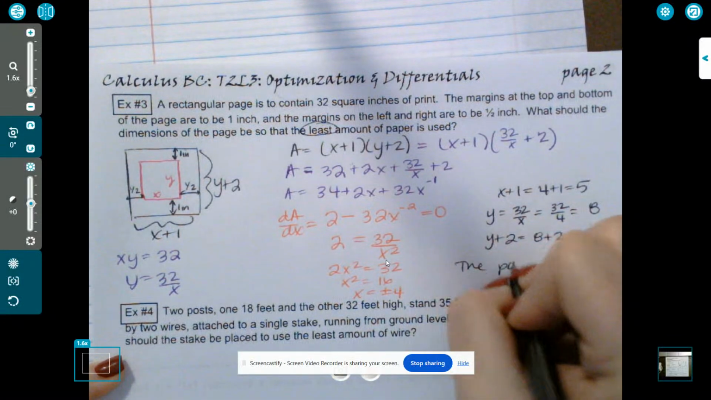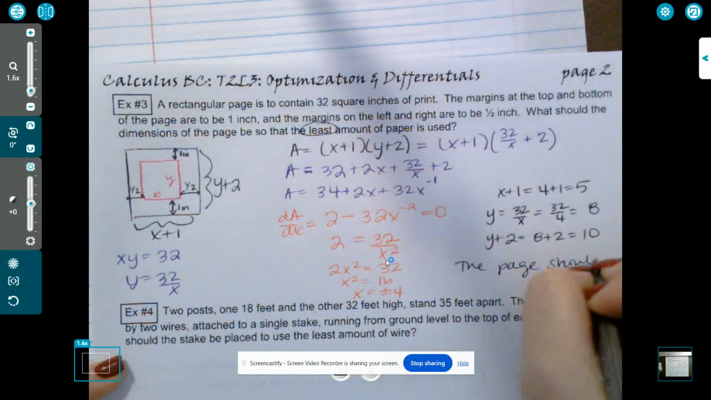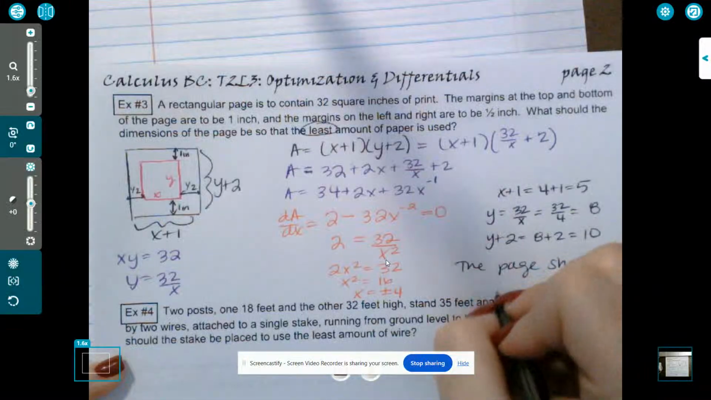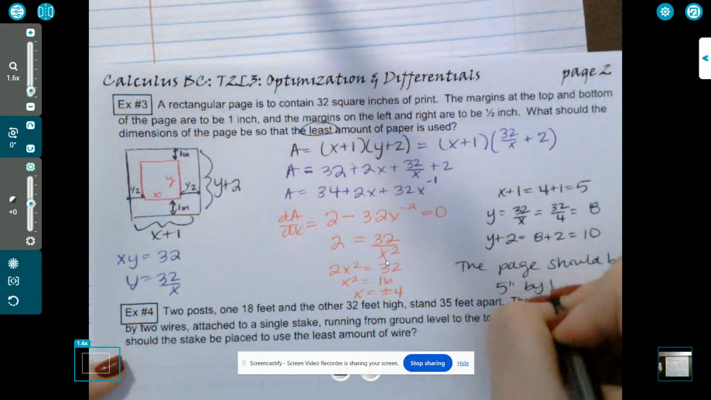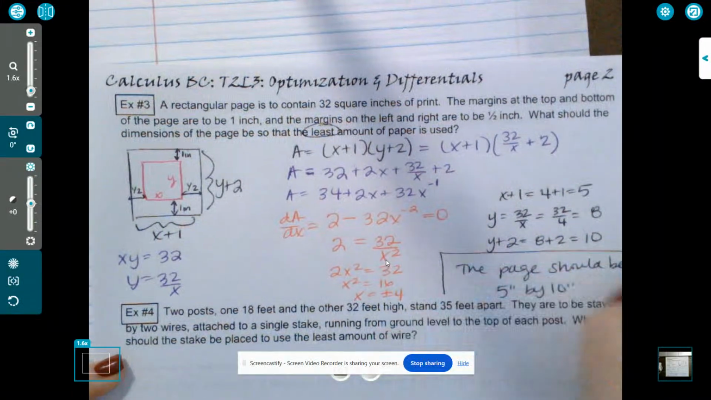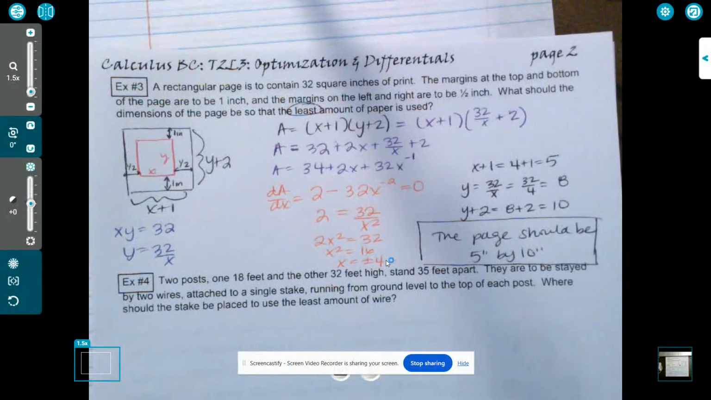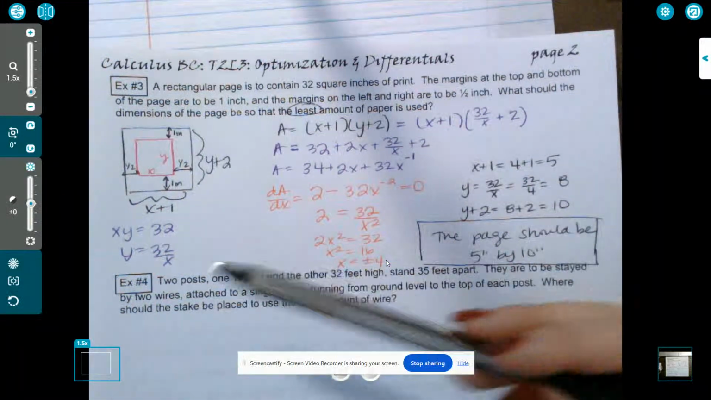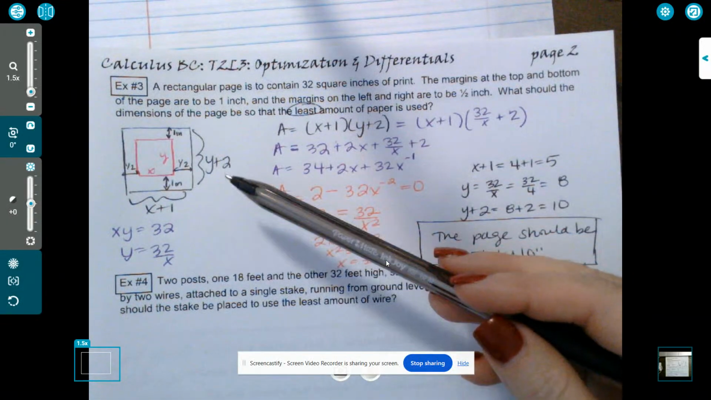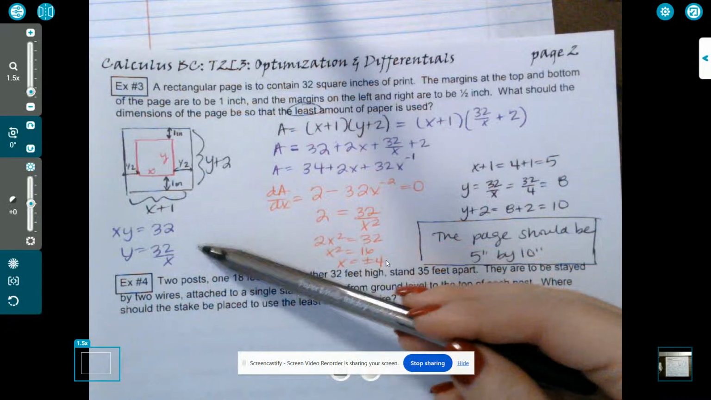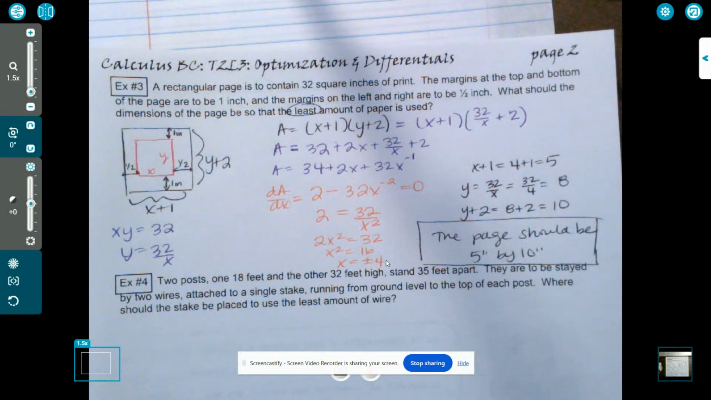So the page should be 5 inches by 10 inches. Again, I found X right here. Then I found Y, but the outside was Y plus 2. So after I found that Y was 8, I had to add the 2 to get the 10.